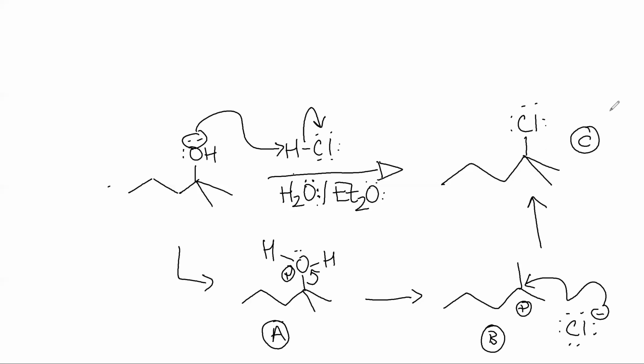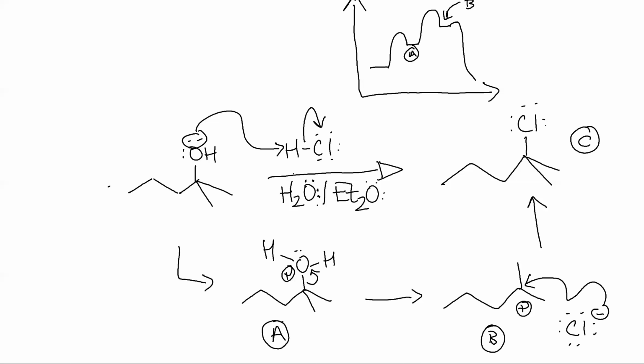And so if we drew an energy diagram of this, you will notice that there's actually two intermediates. There's intermediate A and there's intermediate B. And so on your energy diagram, it might look something like you form one product, you form another product, and then you form your final product. So this might be intermediate A. This would be intermediate B. And then C, your final product, would be down here.